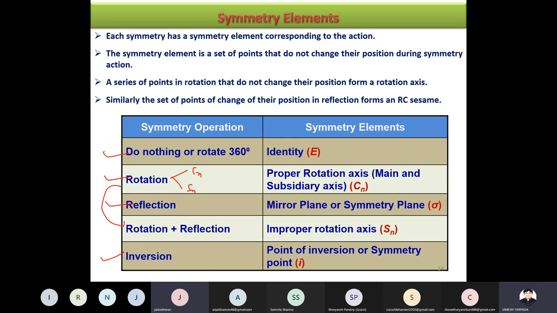So in all these cases, what happens? We take it one by one. What is identity? First, we look at that. Identity E is nothing but, you can say, an axis of rotation, especially a C1 axis, or rotation given at angle 360. If you apply rotation at 360, it means nothing is done to the molecule. Whatever shape any object has, that is called its identity.